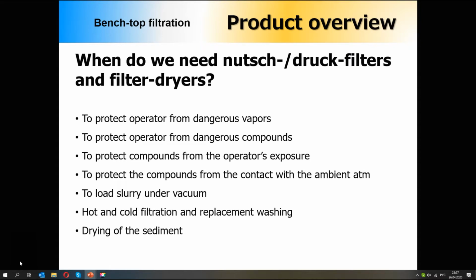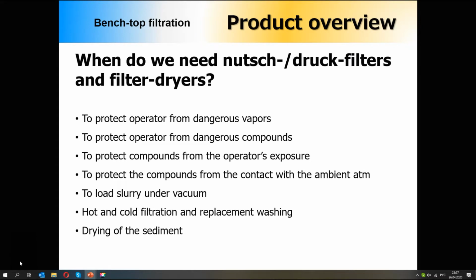Next point is when you need to do a hot and cold filtration and replacement washing. We cannot do that in a Buchner funnel because it doesn't have a jacket. So we need something special, some special equipment, some special tool that will allow us to do this very important step. And last but not least, drying of the sediment.